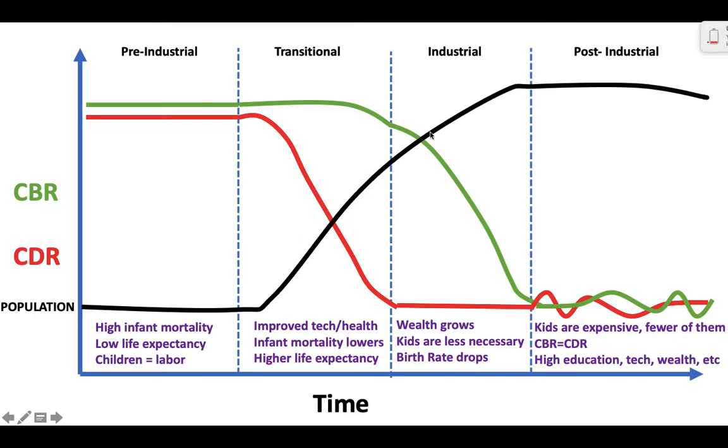As we enter the industrial phase, the birth rate starts to drop, and the population growth starts to slow until eventually we reach the post-industrial phase, where it starts to level off, and in fact, it might even start to shrink towards the end of the post-industrial phase as people are having fewer and fewer children, and it might actually mean the population is shrinking.